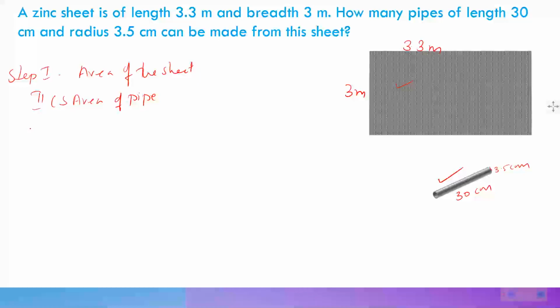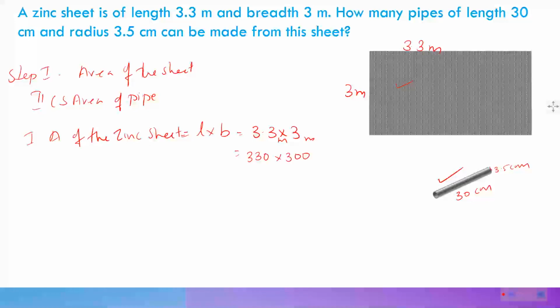So in that way we will be following it. Curved surface area is like a pipe. This is a pipe. So first, the area of the tin sheet is given. We will say length into breadth, because it is rectangular. That means 3.3 is the length and 3 meter is the breadth. As these are in meters, I will convert that into 330 and 300 centimeters. This one you can either multiply or keep it like that.